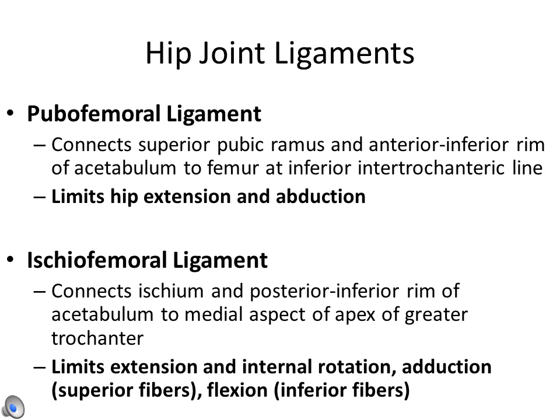The ischiofemoral ligament is located on the posterior side of the hip joint. It connects the ischium and posterior inferior rim of the acetabulum to the medial aspect of the apex of the greater trochanter. The ischiofemoral ligament limits hip extension and internal rotation, as well as adduction from the superior fibers and flexion from the inferior fibers.